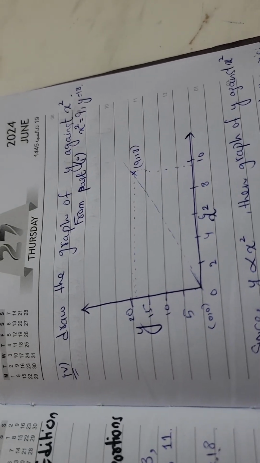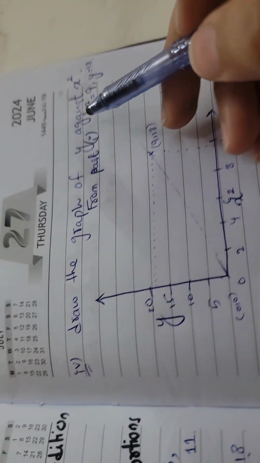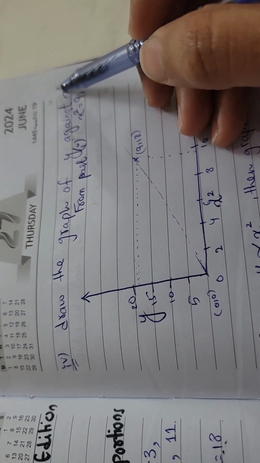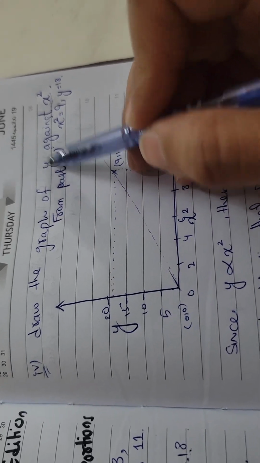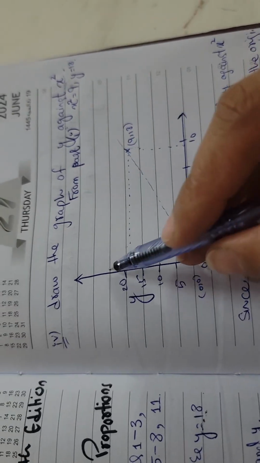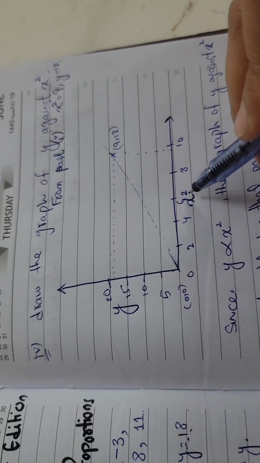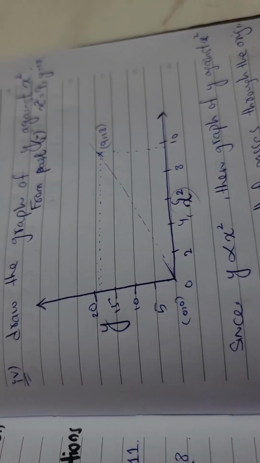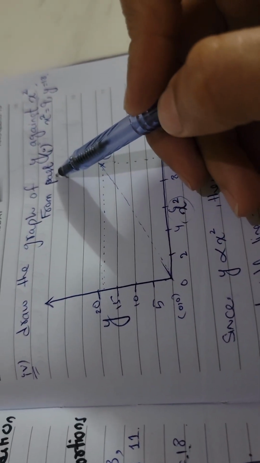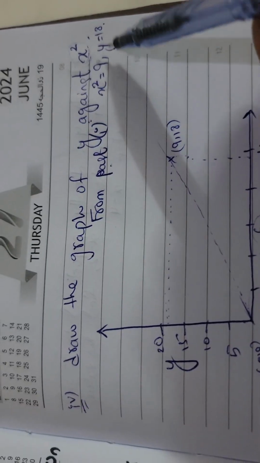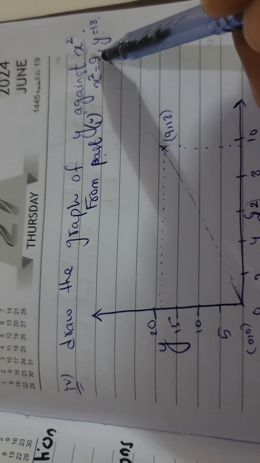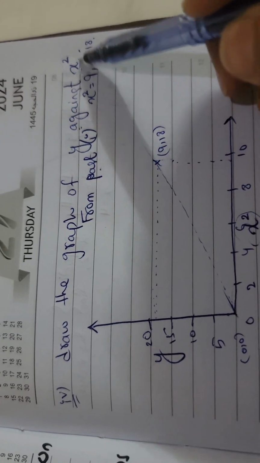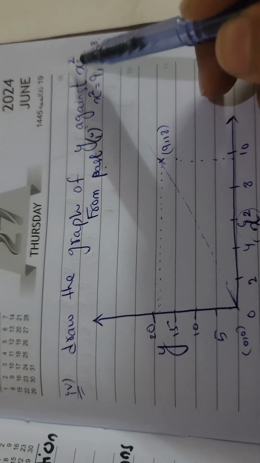Now in part 4, they're saying draw the graph of y against x square. One thing you need to understand: whatever is written after against will come on the x-axis, and whatever is written before against will come on the y-axis. So I have made an axis where I have mentioned x square on the x-axis and y on the other axis. Since they have asked us to draw the graph between y and x square, this is a very important term. This is not a single x, this is x square.